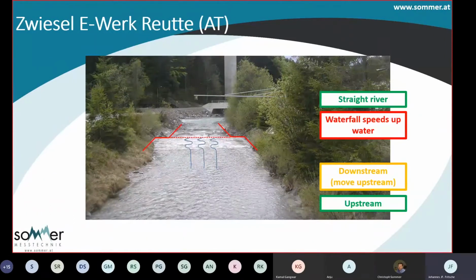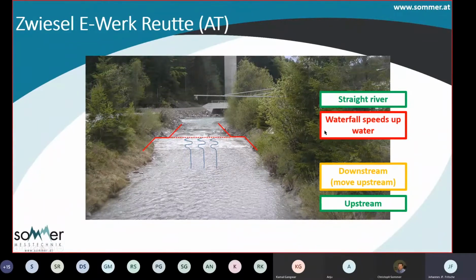Then another example of a channel of a power plant. You have a water drop here downstream, and the sensor installed on a cross arm on top here, looking upstream. So what is nice here at the site? It's a very straight river. So this is a very good part.